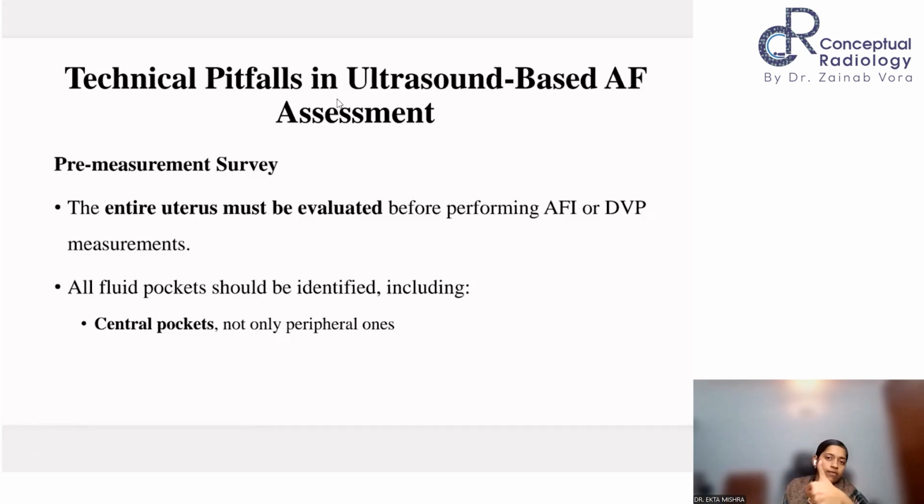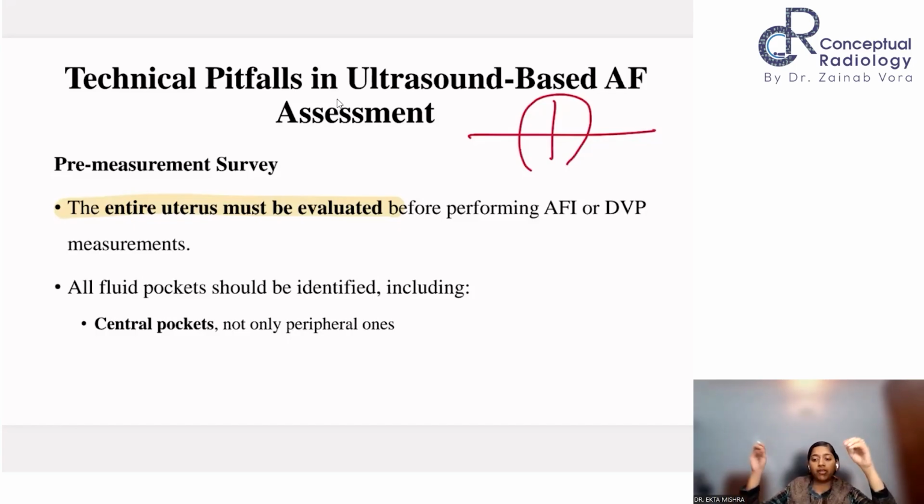Okay, so first and foremost thing is always measure, evaluate, assess the entire uterus before picking the caliper. Because the technique everybody uses is to put the probe, measure that pocket, and sum it up. No, look at the entire uterus, look for all the pockets that are feasible, that are measurable, give every pocket a chance to get measured, and then measure. Central pockets are also important, not just the periphery of the quadrants.